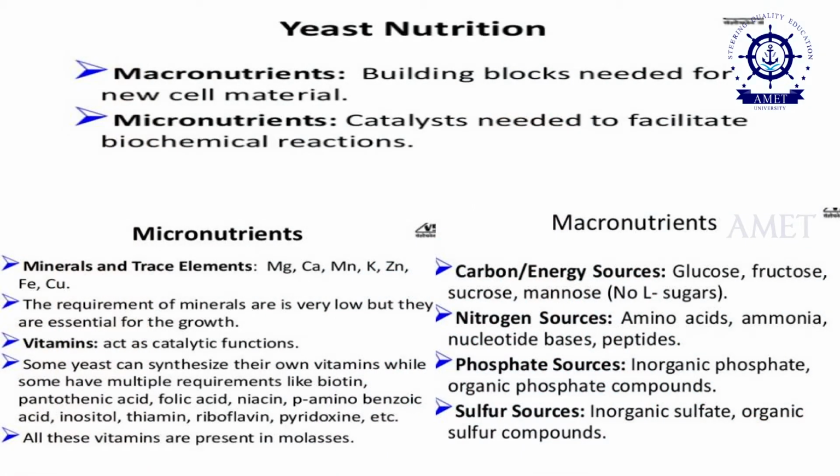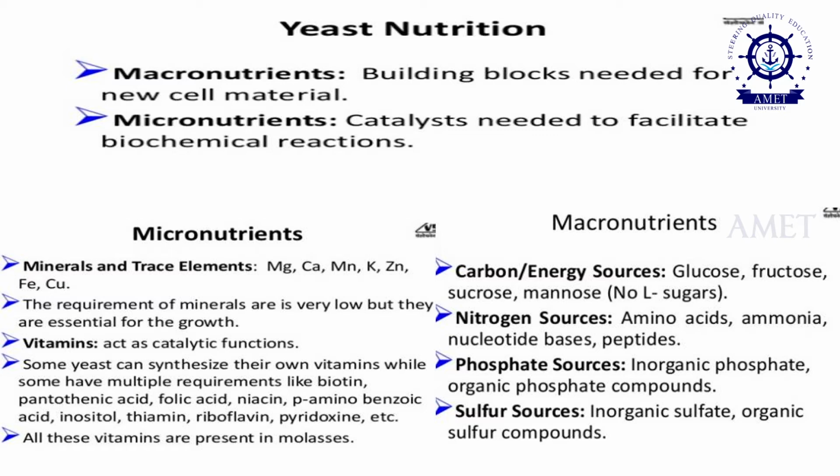In micronutrients, trace elements like calcium, magnesium, manganese, zinc, etc. correspond to the trace elements present in micronutrients. The requirement may be very low, but they are essential for the growth and development of the organism. Second, macronutrients like glucose, fructose, sucrose help as the energy source of the organism.